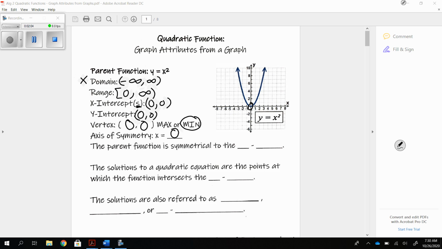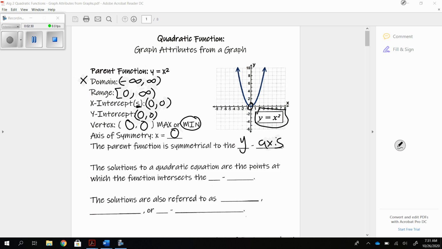All right, now this is called the parent function. Not always will all the answers be 0, 0, 0, 0, 0, 0. It's just because we are talking about the graph attributes from the parent function. The parent function is y equals x squared. All right, and the parent function is symmetrical to the y-axis.